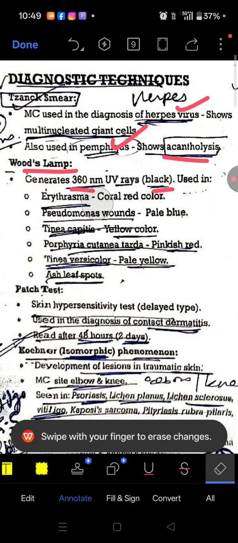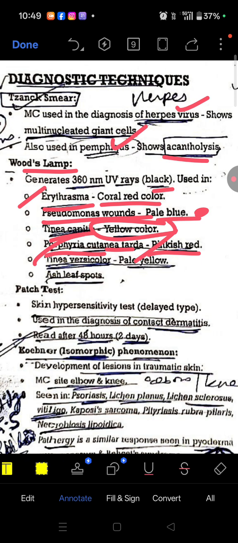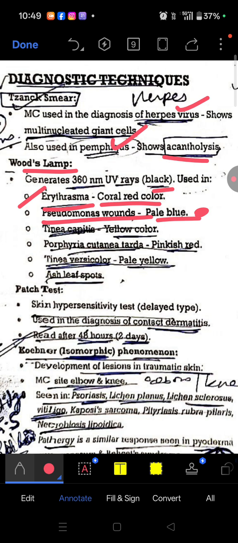Okay, so number 1, erythrasma. In erythrasma it will produce a coral red color. In Pseudomonas wounds it will produce a pale blue color. Tinea capitis, yellow color. Porphyria cutanea tarda, pink-red color. Tinea versicolor is pale yellow, and Tinea capitis is proper yellow color, but Tinea versicolor is pale yellow.